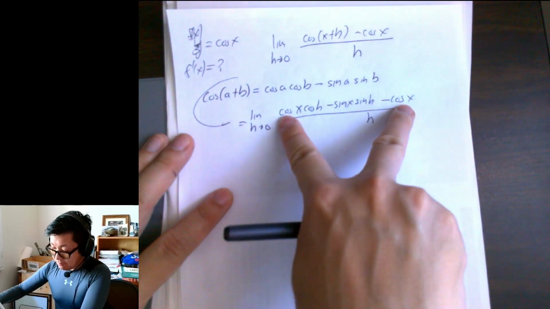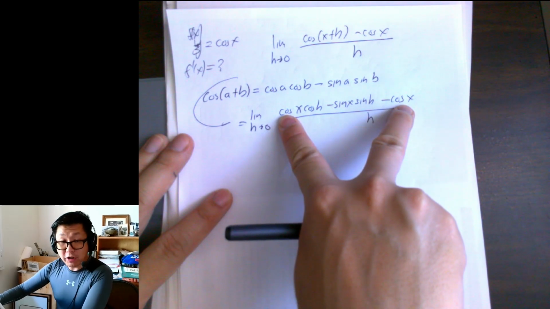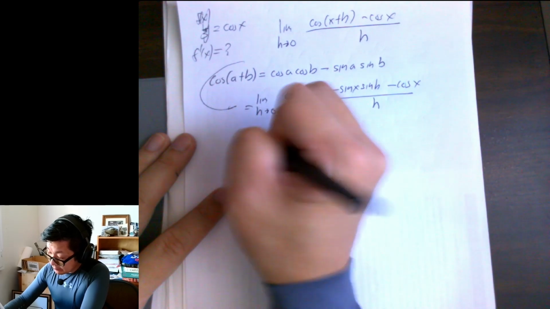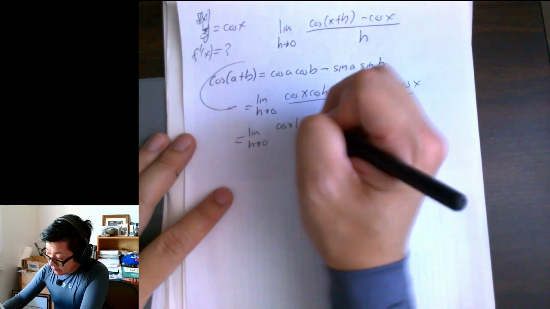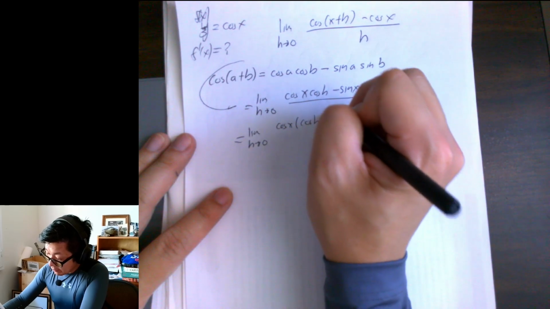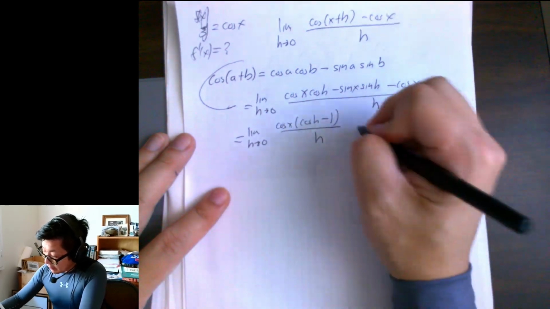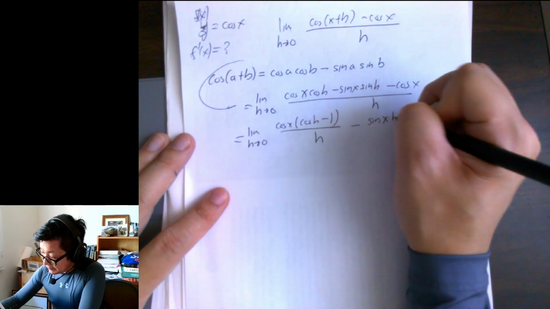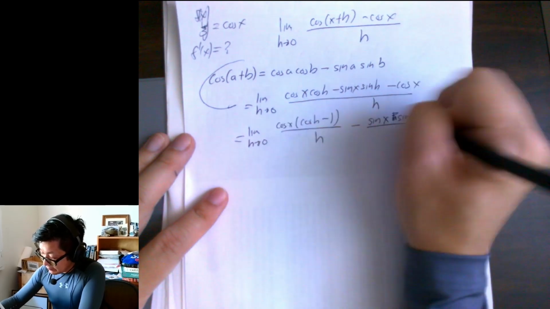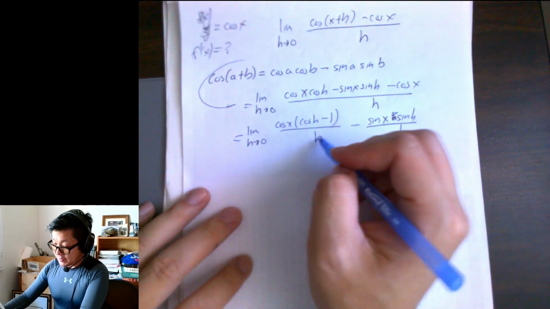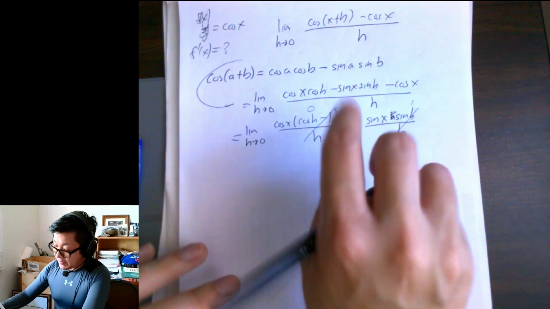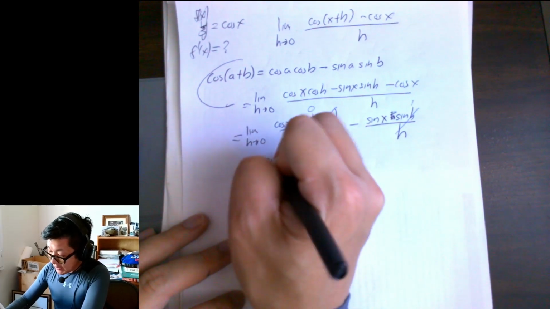Same strategy. Both of these have a cosine x. We're going to group them and factor it out. For this remaining term, we write: this limit goes to 0, this limit goes to 1, and so we find that the derivative of cosine is negative sine x.